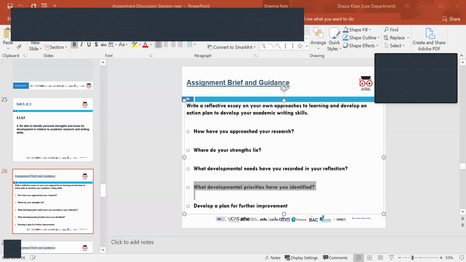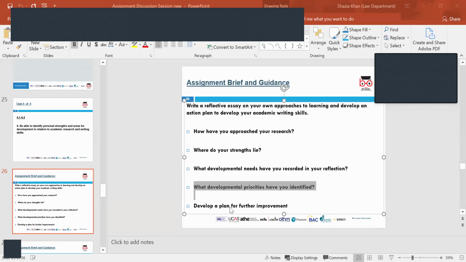Develop a plan for further improvement. So here you would look at a plan for your further improvement. So maybe you've put an action plan together, looking at whether you need to improve on your research skills, whether you need to improve your academic performance skills, whether you need to make sure that you have a structured plan to look at your strengths and weaknesses with action plans, maybe your research skills, maybe your academic writing skills.